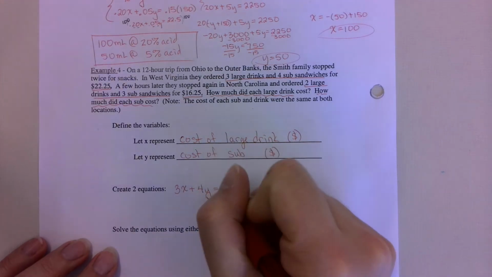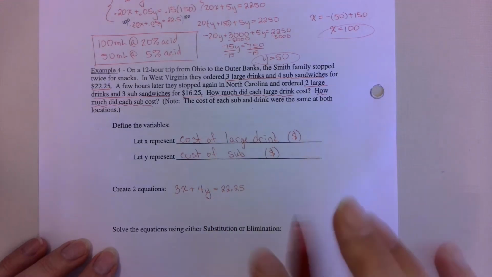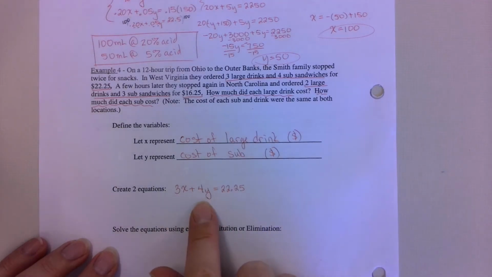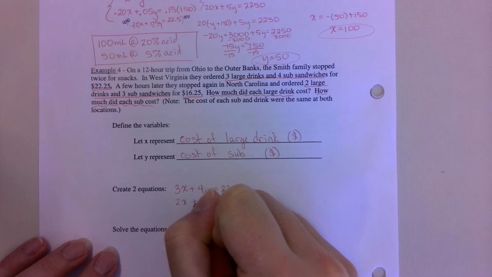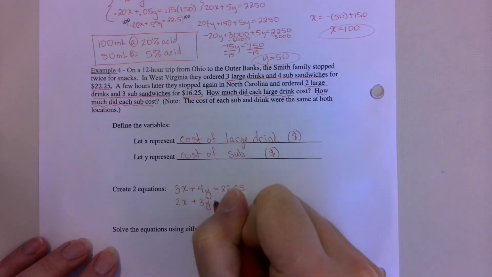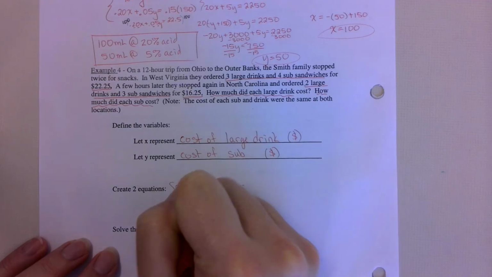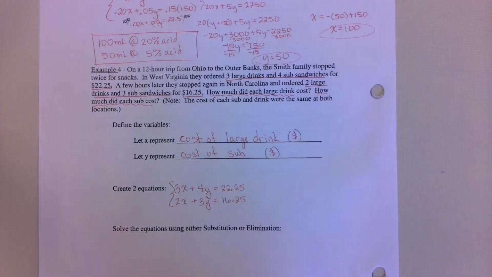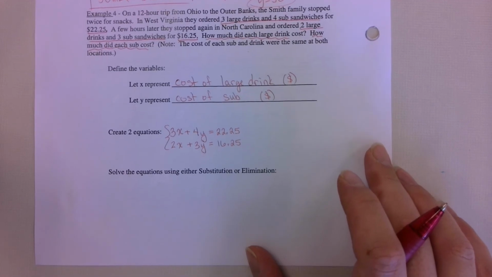Now, our total is $22.25. So those weren't the right prices. But it's money on drinks, money on subs, total money. And then they stopped again. So picture this receipt would be 2 times number of drinks plus 3 times the quantity of sandwiches, and the total bill is $16.25. And so there is my system. And it said solve either using substitution or elimination method. So I am choosing to do the elimination method because we have done 3 substitution problems.